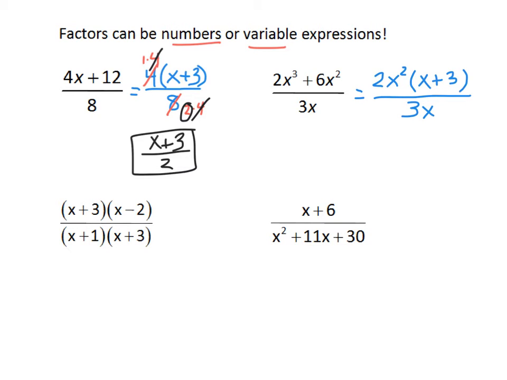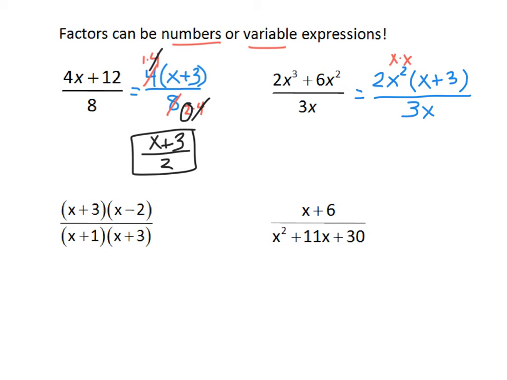Now if you look at the factors individually, we have a factor of 2 here and a factor of 3. Those cannot be simplified. 2 over 3 does not have a simplified form. Then we have an x squared, which remember is x times x, if you want to think about it in that way. And in the denominator, we have an x.